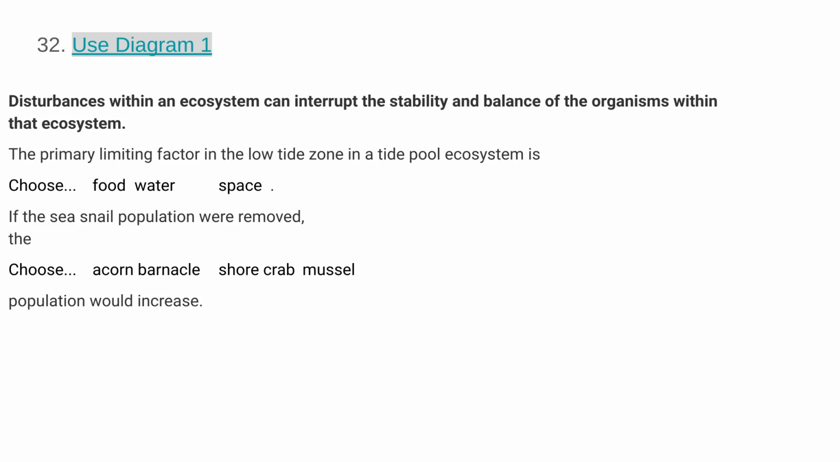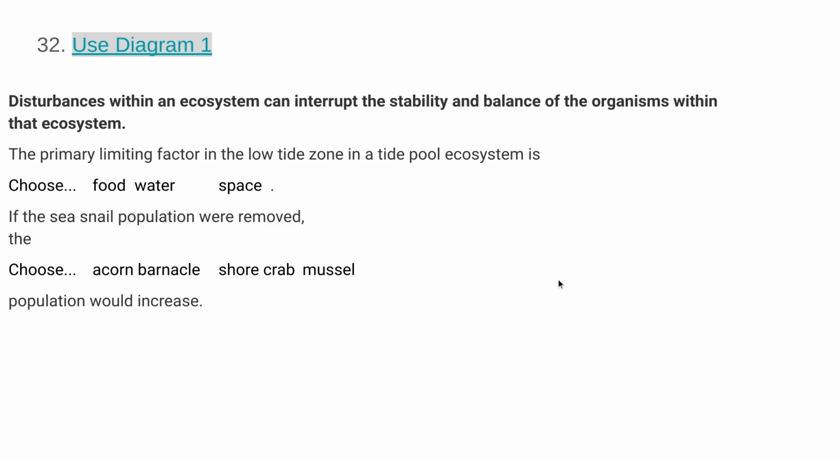Okay, with this one you have drop-down boxes for your selections. 32. Disturbances within an ecosystem can interrupt the stability and balance of the organisms within that ecosystem. The primary limiting factor in the low tide zone in a tide pool ecosystem would be, so what would be the main thing that could lead to competition or to possibly reduce population size in this tide pool?